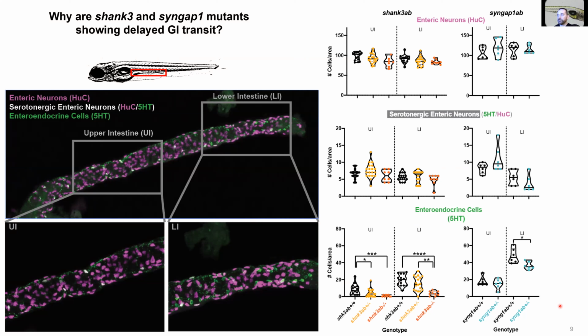Again, these are endodermally derived cells, so it's really interesting and kind of perplexing as to why mutations in genes that are traditionally understood to play roles in the central nervous system or in the nervous system in general might be impacting endodermal non-neural tissue. And we see a reduction in these cells both in shank 3 fish and SynGAP fish. So this is a shared phenotype that is pretty interesting.